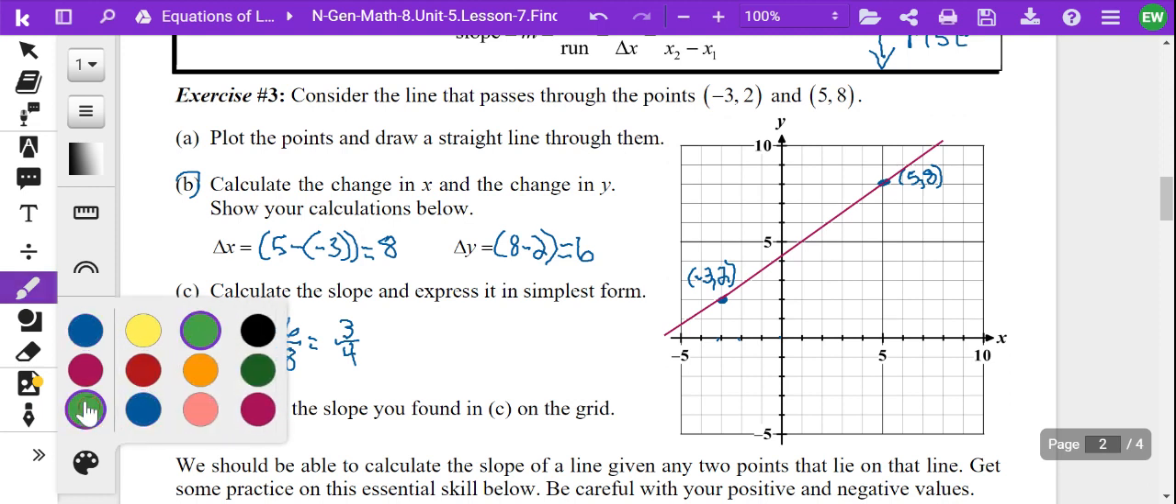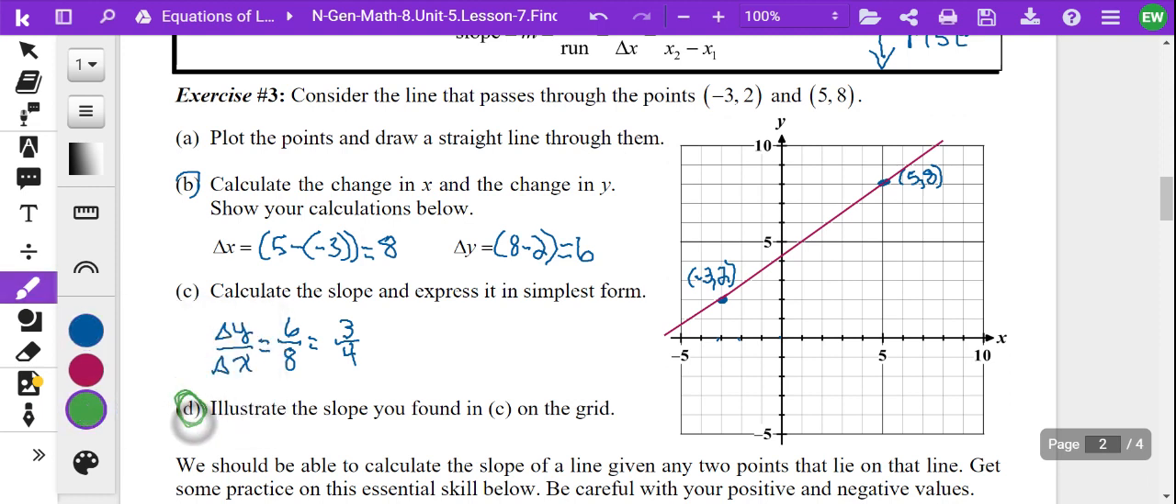So let's illustrate that in a different color. I'm going to do green. I'm going to start from the original point, and I am going to illustrate 3/4. So I'm going to start from -3, 2, and go up 3. So I'm going to draw a line up 3. There's my rise, up 3. And then I have 4. So run 4. I'm going to go to the right 4: 1, 2, 3, 4. And that takes me right here.